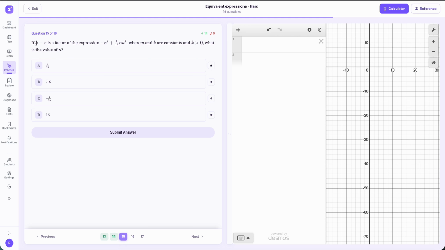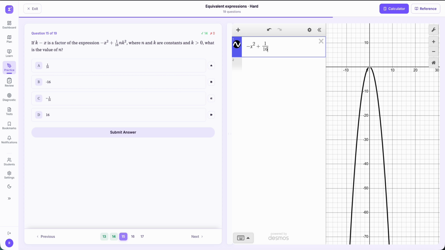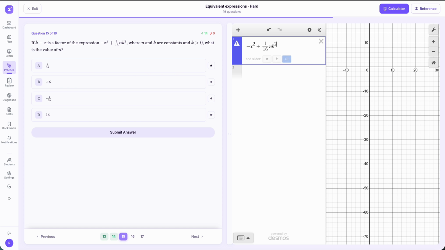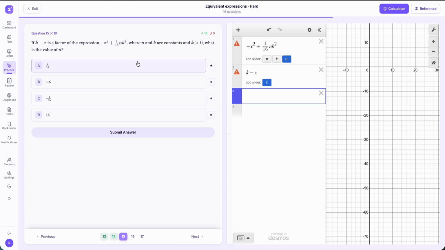Okay, next one. If k minus x is a factor of the expression where n and k are constants, what's the value of n? So you can put this in Desmos. If I type this into Desmos, that's 1 over 1/16 nk squared, and then I type in this other one, k minus x. A whole lot of nothing happens. But here's the thing, we can plug in some numbers, because they tell you n and k are constants. And they do this to make it more abstract.